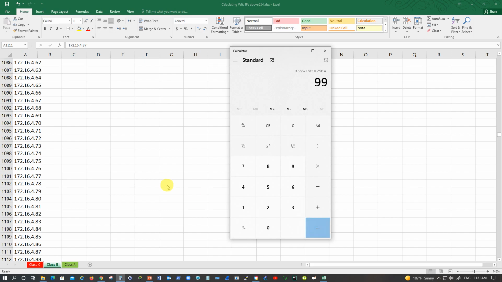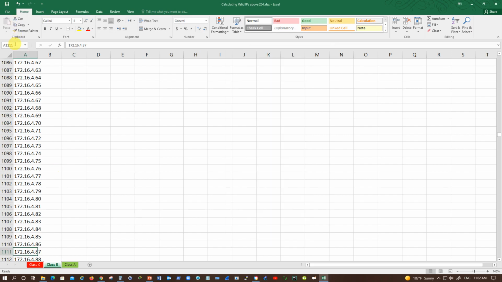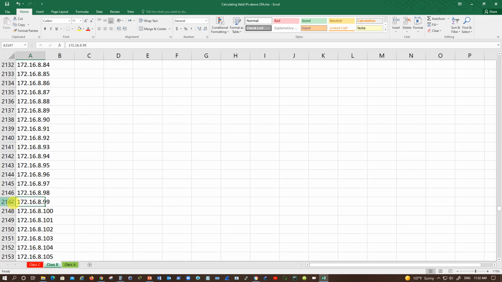So 8.99. Whatever the first two octets are for any class B network, you can just prefix them: 172.16.8.99. Let's verify this here. A and this time 2147. You can see this address, I will zoom in. 2147 corresponds to 172.16.8.99. This is how, my brothers, you can calculate the addresses for any network.